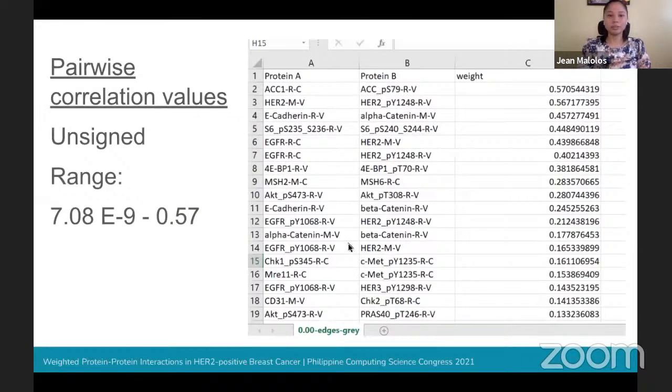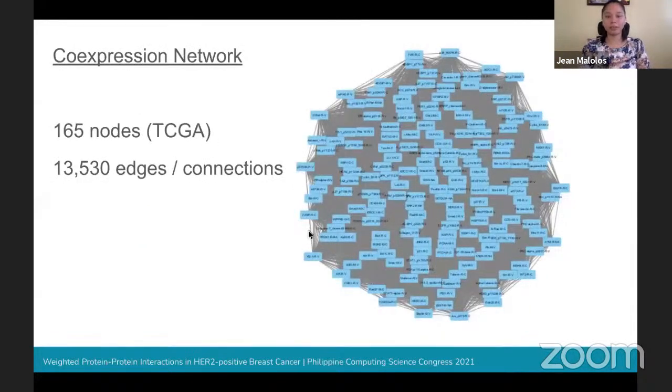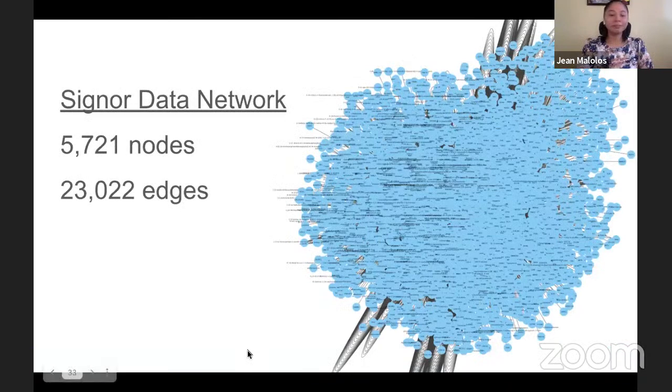Here are our results. Here are the pairwise correlation values that we had. For the co-expression network, we had 165 nodes, and it generated 13,530 edges. And then here's our STRING data network. It has 5,721 nodes and 23,022 edges. It's a very large network.